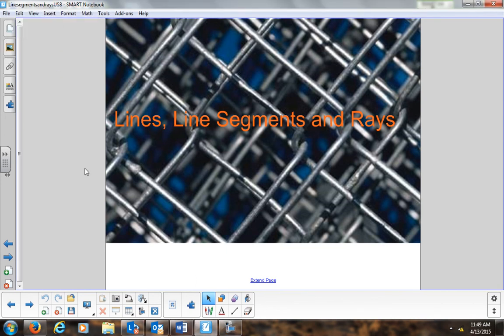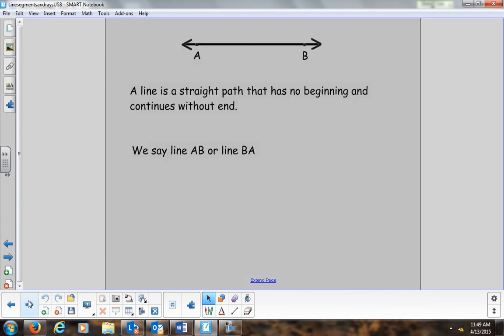Alright, so 10.1 is an introduction to lines, line segments, and rays. A line is a straight path that has no beginning and continues without an end. Think of a line on a road or a line on the concrete, right? It just keeps going, it doesn't end. That's a line.